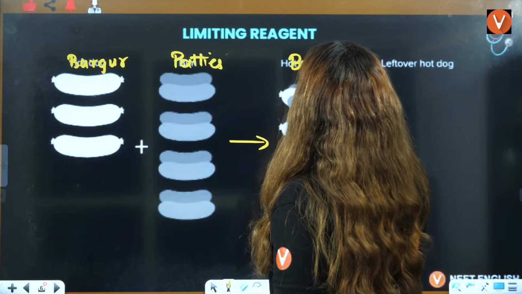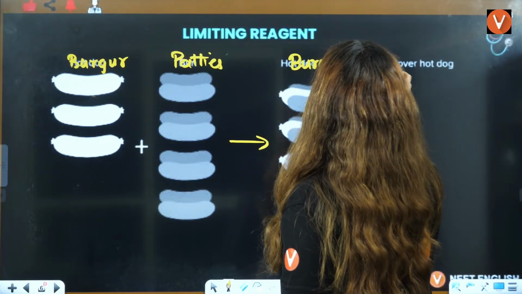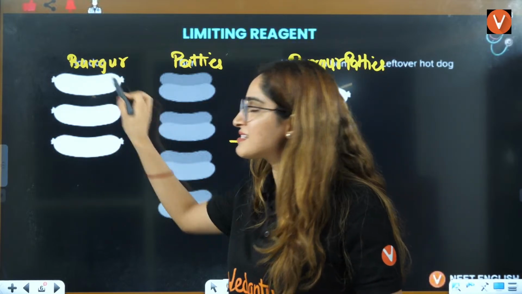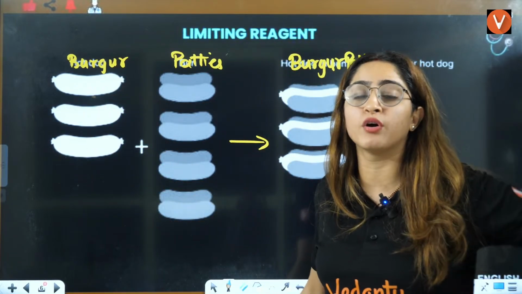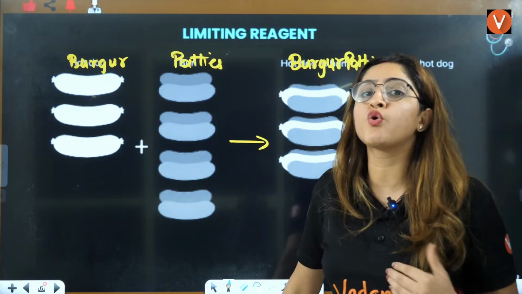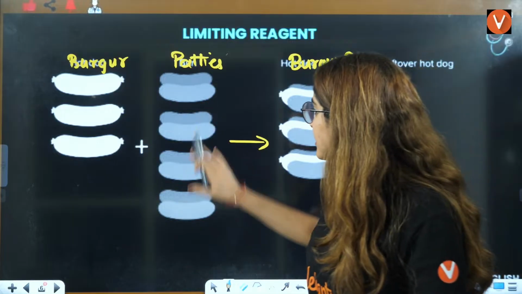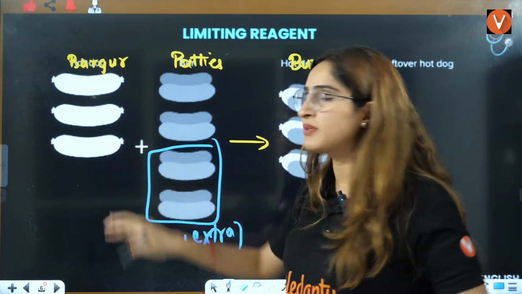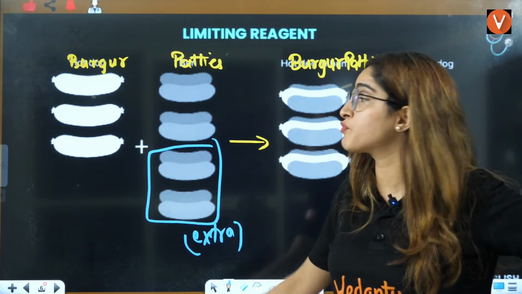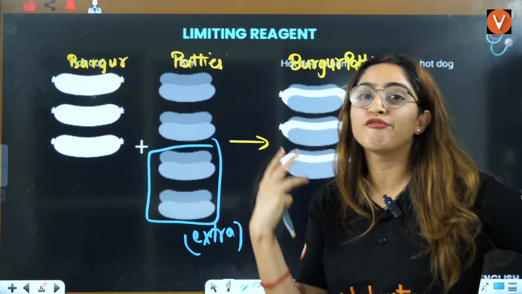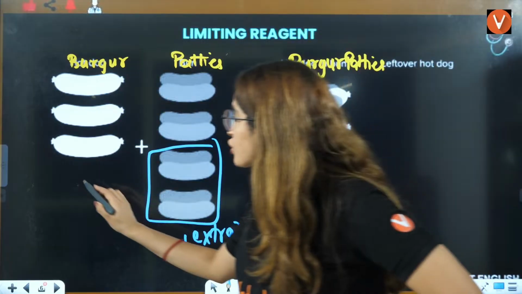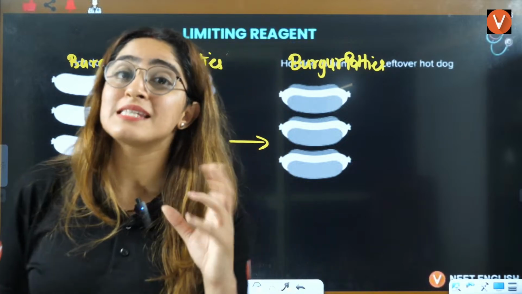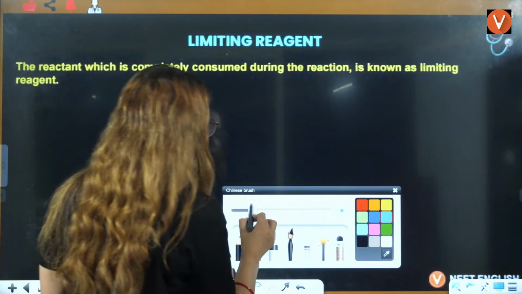Now, will the remaining change or not? Yes. This is something which is extra. And this is something which we don't have, because of which we are not able to form the 5 burger patties here. So now this will be your limiting reagent, right? This is in the general case. The same thing happens when we talk about any reaction, okay?